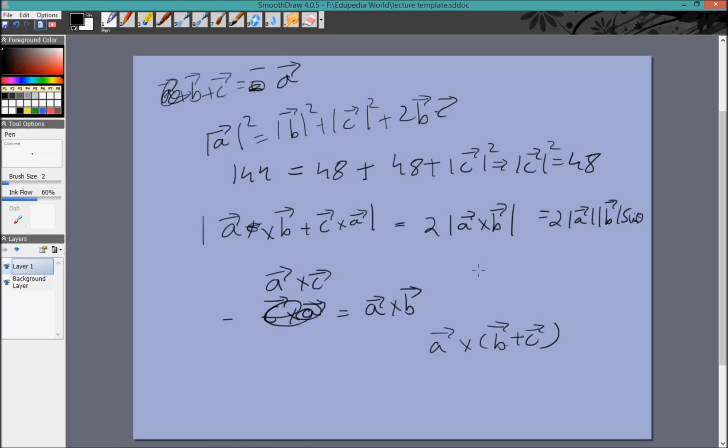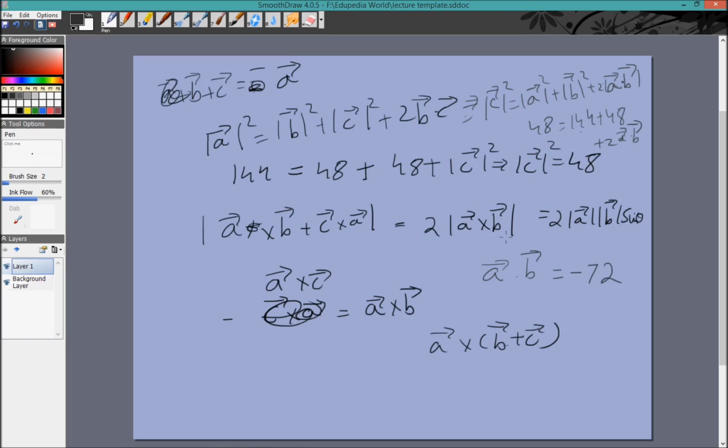Okay. First we need to calculate A dot B. I forgot about that. So yeah, let's first calculate A dot B. So we'll do the same thing we did here except for C. So similarly, mod C squared is equal to mod A squared plus mod B squared plus 2A dot B. Right, so that gives me 48 is equal to 144 plus 48 plus 2A dot B. So that gives me A dot B is equal to minus 72, which is the fourth option.